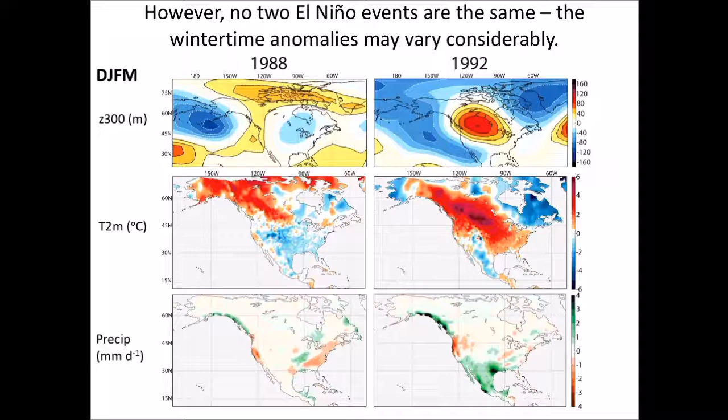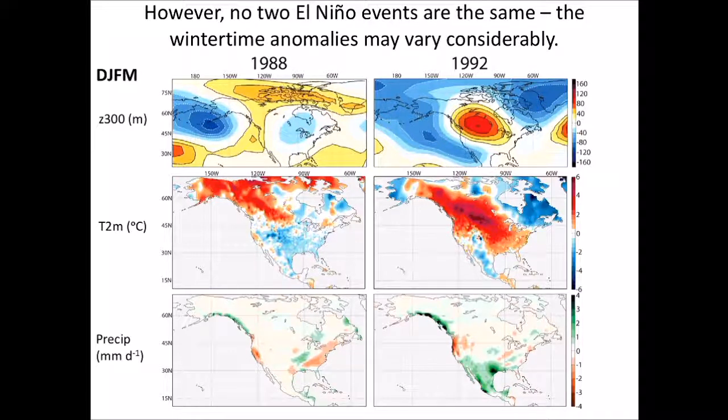But if we look at individual El Nino events, we see that the wintertime anomalies can vary considerably. And here I'm just pulling up two different events that were classified as El Nino, the winter of 1988 and the winter of 1992. And looking at the 300 millibar heights, 2 meter temperature, precipitation, you can see the anomalies were quite distinct. So in geopotential height, we could see almost opposite signs over large parts of North America.